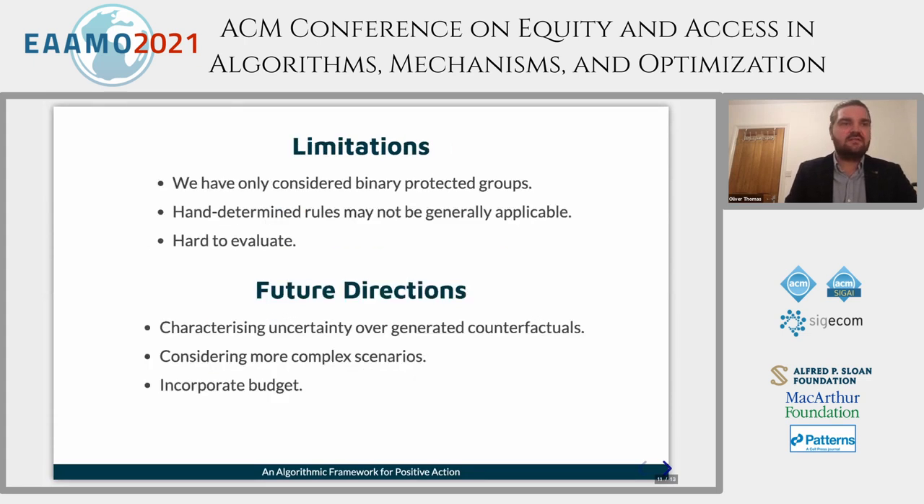So just to bring this towards a close, I want to highlight some limitations and future directions. One of the limitations is that, as far as we're aware, this is the first work where we're talking about positive actions in an algorithmic setting. And because of that, we've only considered binary protected groups, which is in line with work from the algorithmic fairness literature, although obviously in the real world, you're going to deal with more than binary protected groups. So that's certainly one limitation of our work.